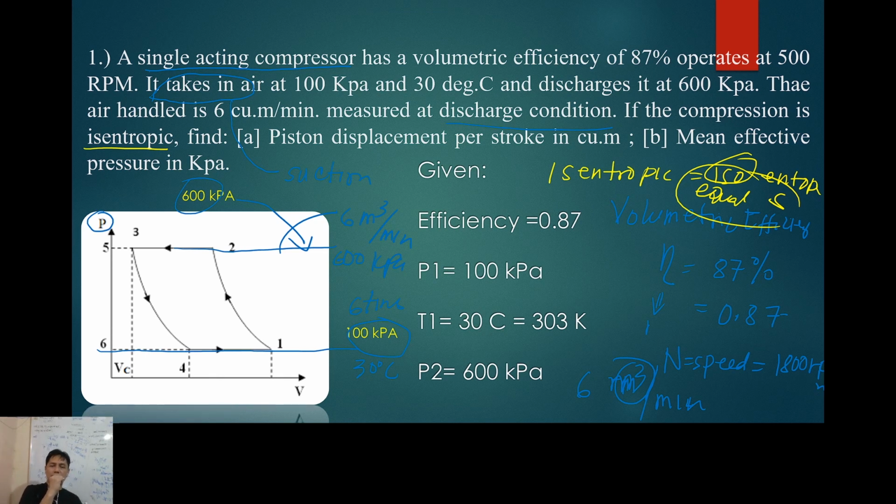Now, we go now to the required parameters. What are being asked of us? The first that is being asked of us is this piston displacement per stroke. So what is that? When you talk about piston displacement, you are talking about volume, so meter cube, per stroke. For example, meter cube per minute. So cubic meter or meter cube is just the same, but per time, for example, per minute or per hour, per stroke.